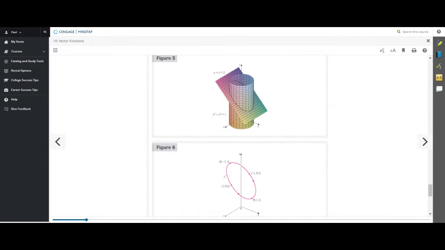You notice on that figure 6, they have some coordinates on the space curve. Those coordinates, like if you look at the coordinate -1, 0, 2, is that point -1, 0, 2... I want to say this the right way. Is it on the plane? Is it on the cylinder? Or is it on both the plane and the cylinder?